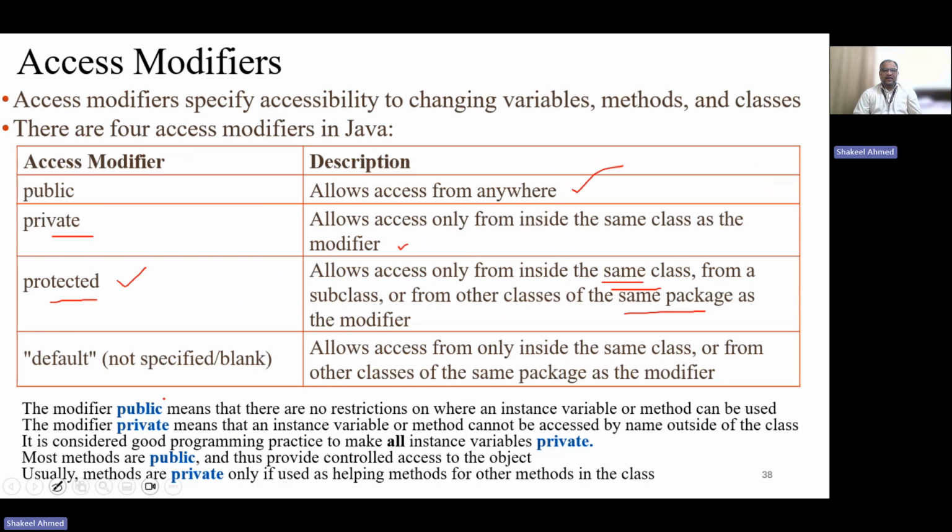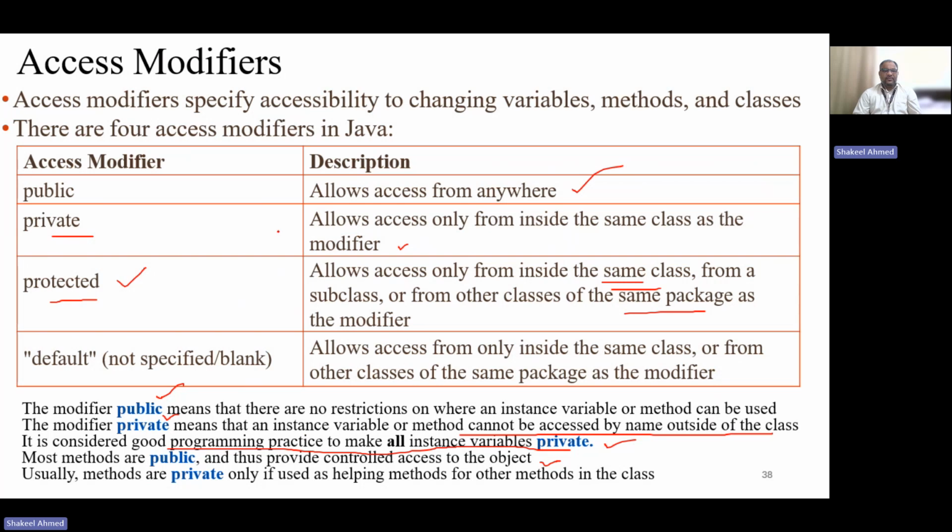So the modifier public means that there are no restrictions. Private means the instance variables cannot be accessed by name outside of the class. If you have public, it can be accessed anywhere. But if you have private, it cannot be accessed by name outside of the class. It is considered good programming practice to make all instance variables private, because they should be accessed locally by the class itself. Most methods are public and thus provide controlled access to the objects.